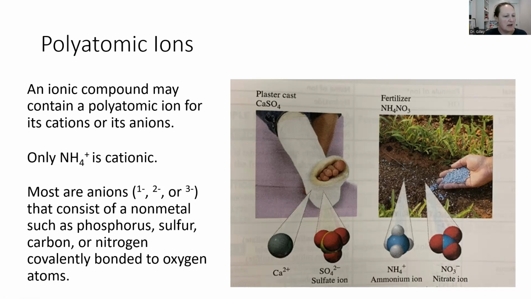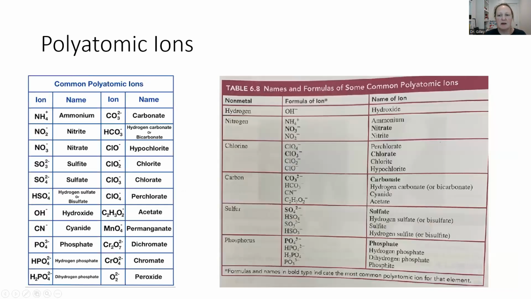So again, ammonium is the only cationic polyatomic ion. Most are anions, which involve a nonmetal, such as phosphorus, sulfur, carbon, nitrogen, covalently bonded to oxygen atoms. So notice the sulfur with 4 oxygens, the nitrogen with 3 oxygens. That's a common bonding pattern for polyatomic ions.